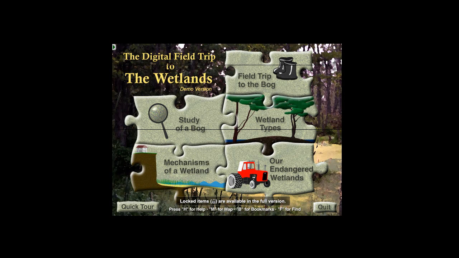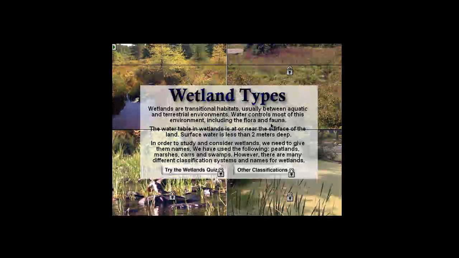The next aspect that we will be looking at is the wetlands type. Click on that puzzle piece. If we had the full version, we would be able to go into all these different types of wetlands, but since we don't have the full version, we can only do the peatlands. So click on the picture.